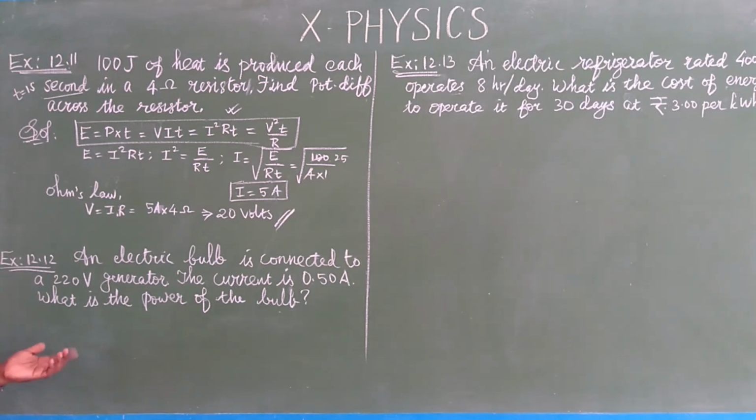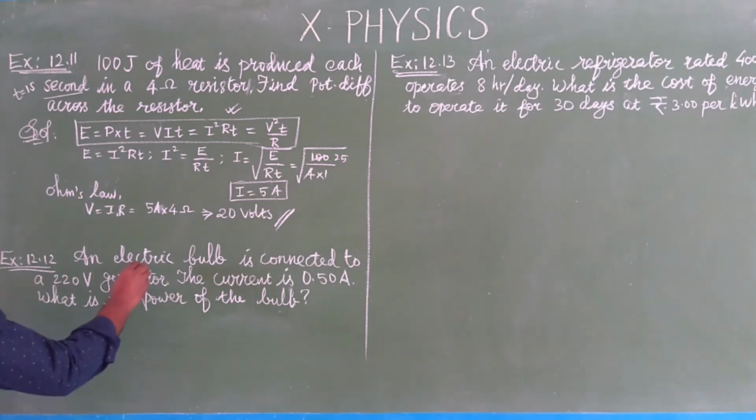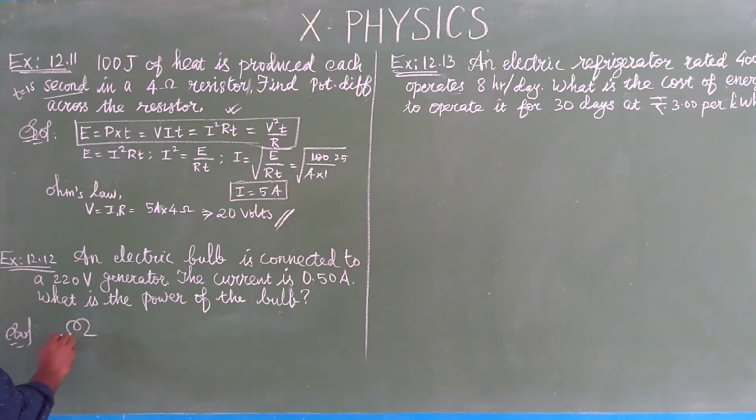Okay. Next two questions. This is very simple. Like these model questions, they'll ask in a 1 mark. So listen to the question. An electric bulb is connected to a 220 volt generator, and the operating current is 0.5 ampere. What is the power of the bulb? We need to calculate the power.